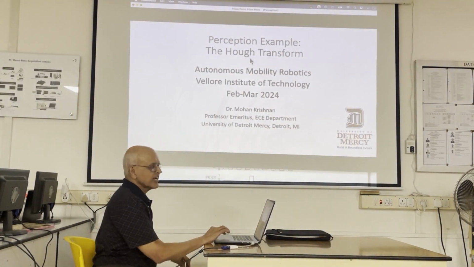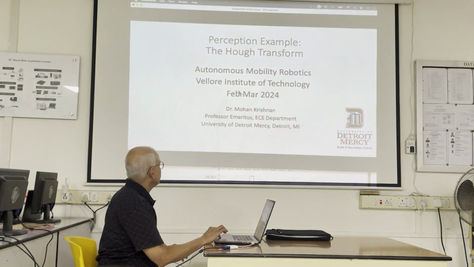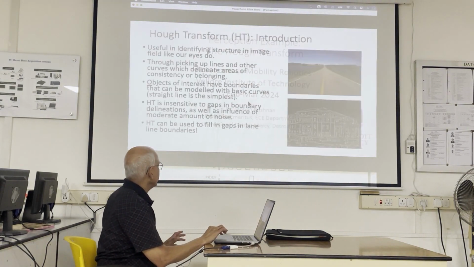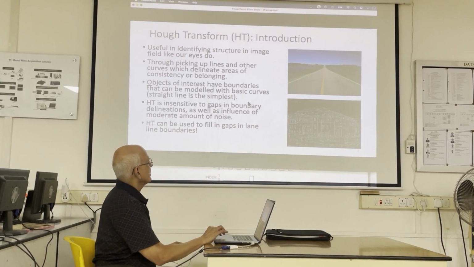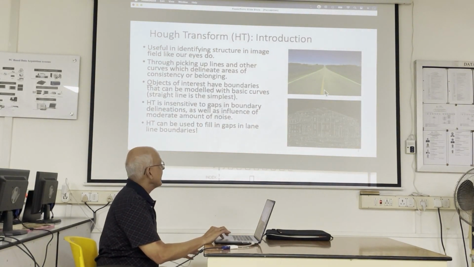So I find this Hough transform really interesting, and I hope you do too. So here's what the Hough transform is supposed to do. So any line structure, you see here, right?